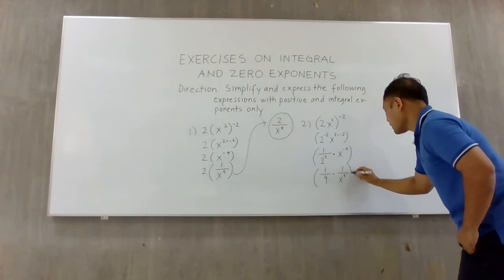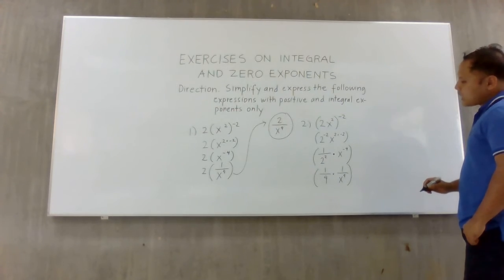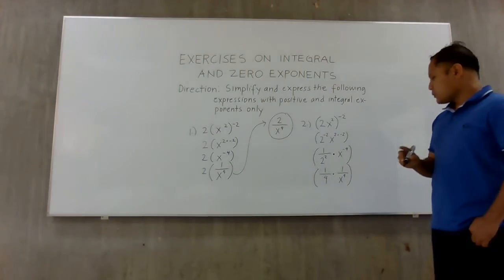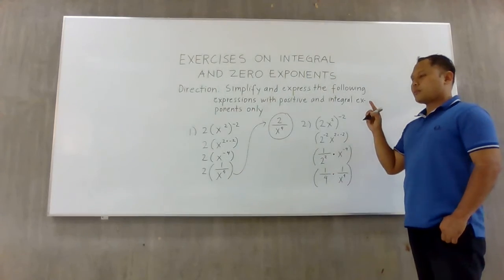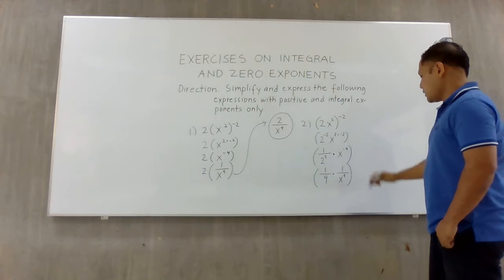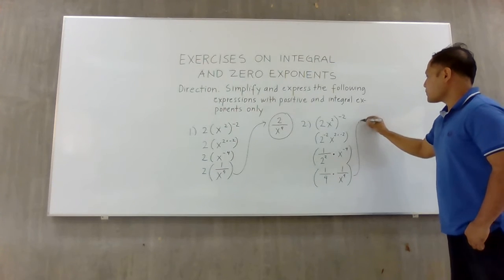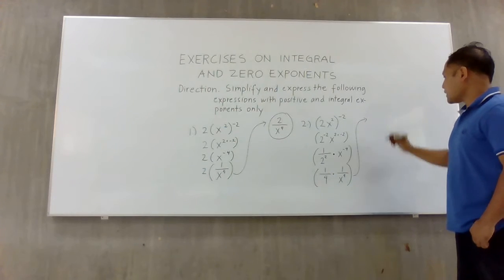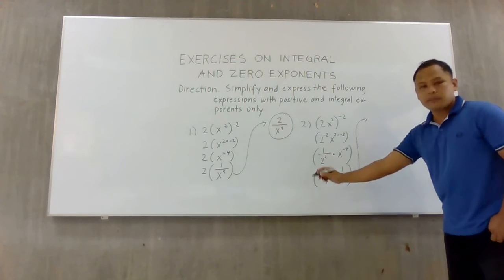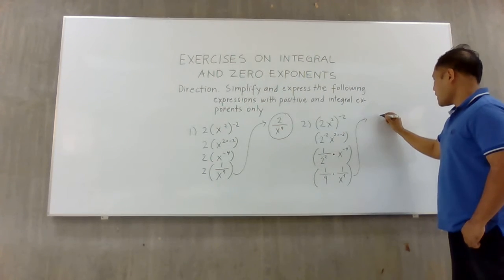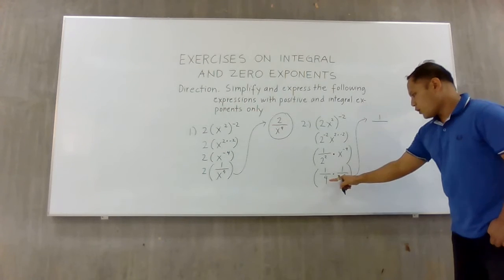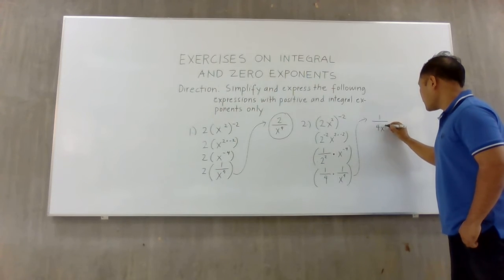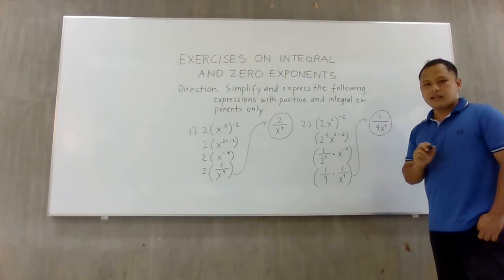It seems like we are multiplying two fractions here. Remember that if we multiply two fractions, we multiply directly the numerators and also multiply directly the denominators. Let's proceed. We can remove the parentheses already. 1 times 1 is 1. 4 times x to the power of 4 is just 4x to the power of 4. So this is the final answer.